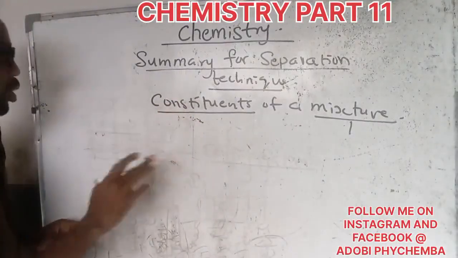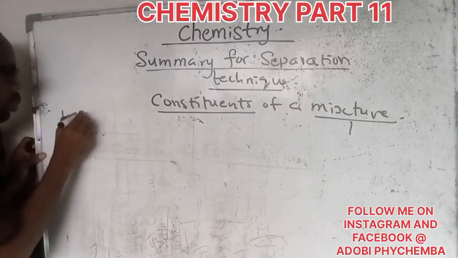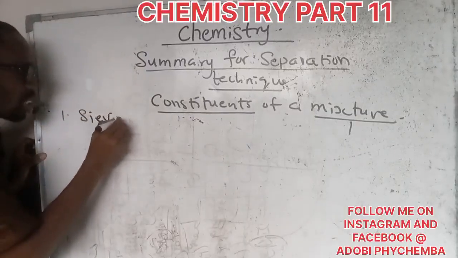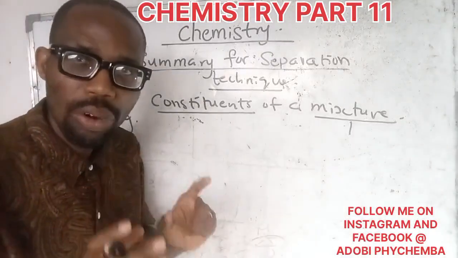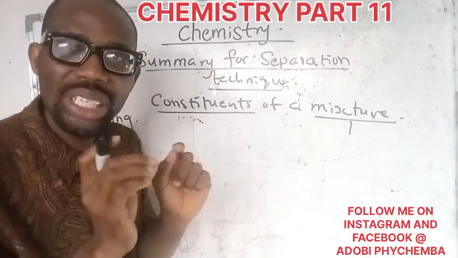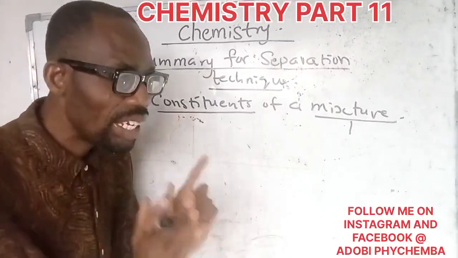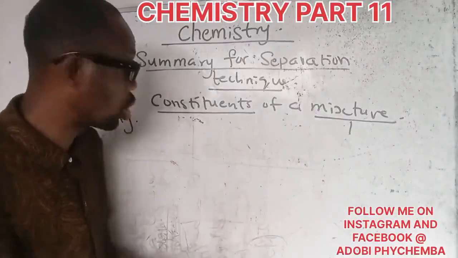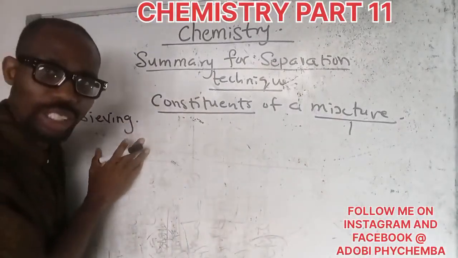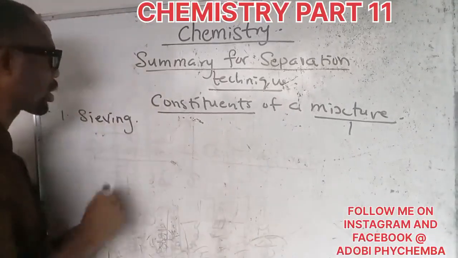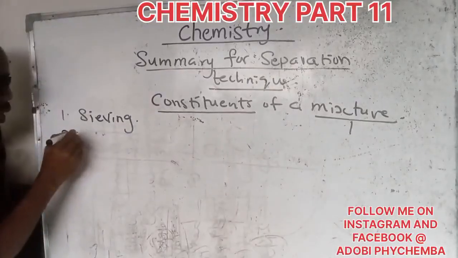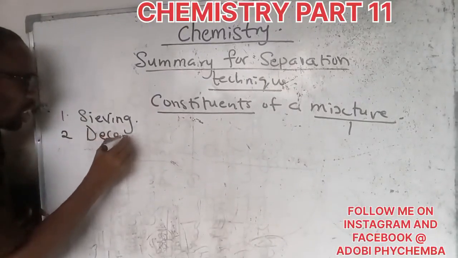What are the separation technique methods? Number 1, we looked at sieving. What is sieving? A separation technique method that involves separation of solid particles with different sizes. It is widely applied in the garri industry and the gold industry. So when you are separating solid particles with different sizes, hold it very well, you are practicing sieving. That's number 1.